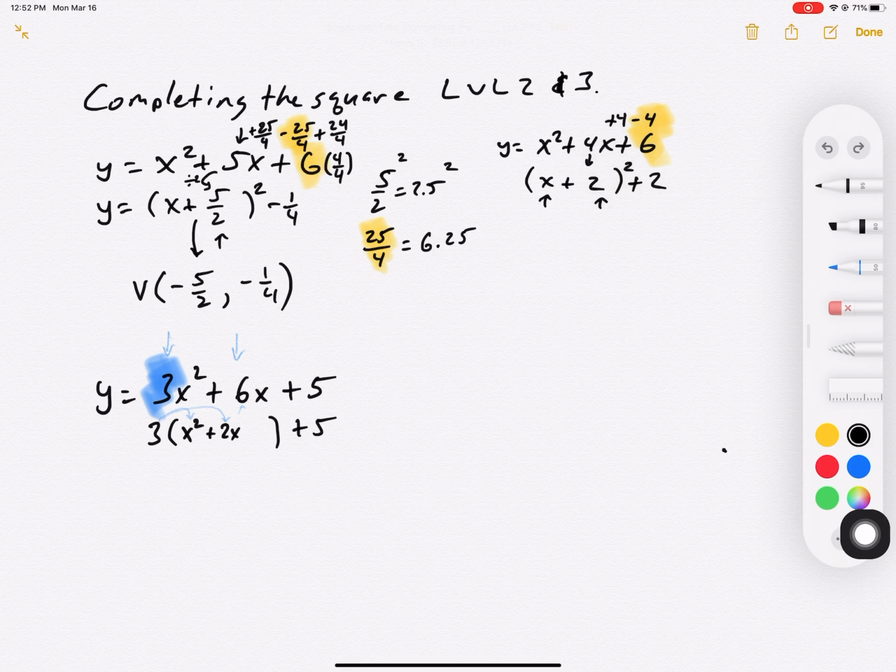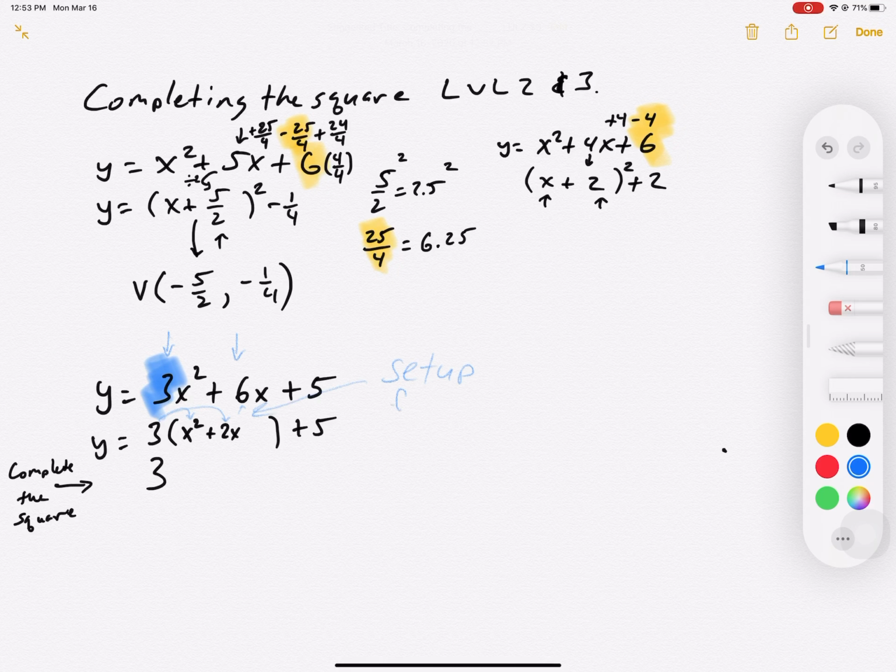And we're just going to go ahead and complete the square now. Now is when we complete the square. At this step here, we weren't completing the square. Right here, we were just setting up. This was all set up. This is not completing the square. The setup is just to factor out your a value.